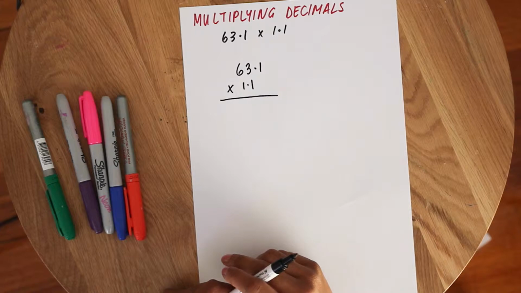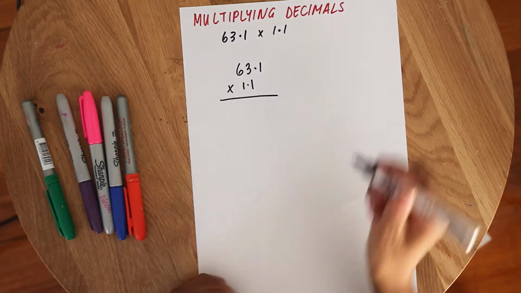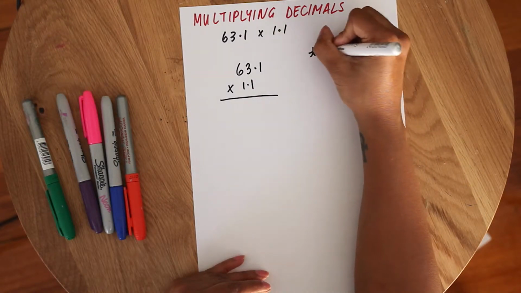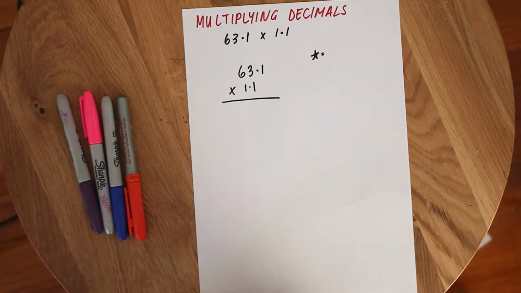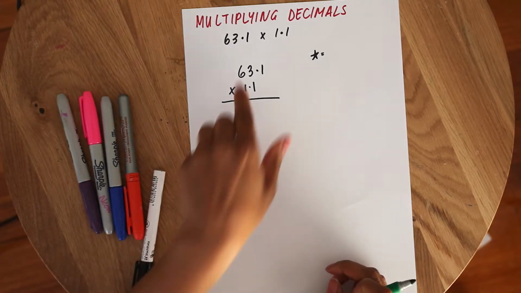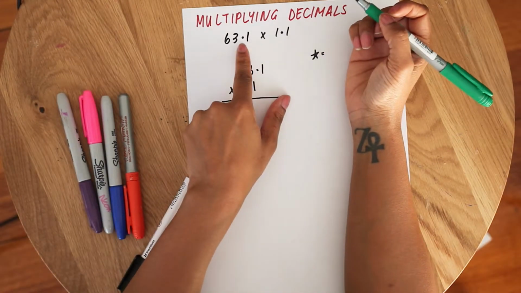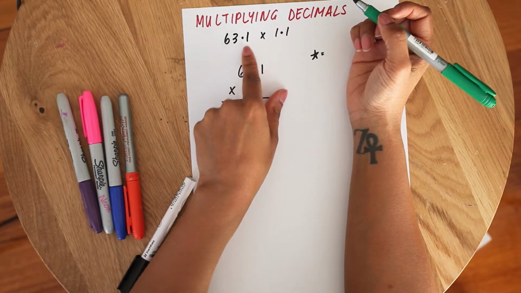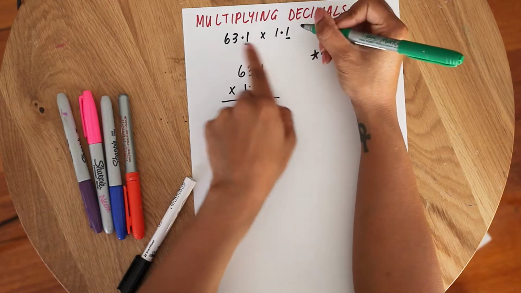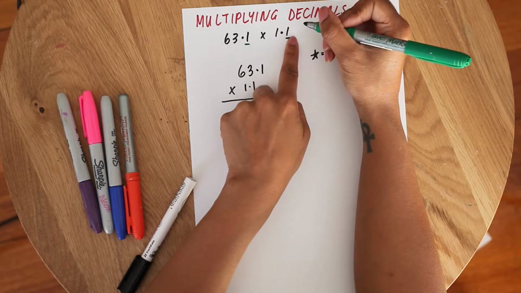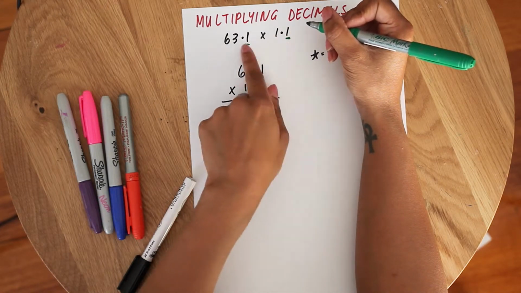Part two is to come up with the star number. Now the star number, and I like to write it over here, is basically how many numbers there are after the decimal point in the question. So let's look at the two numbers in the question and how many numbers are after the decimal point. Here there's one, and how many over here? Just one. So we've got one after the decimal point, one after the decimal point. So what's our star number? It's 2.